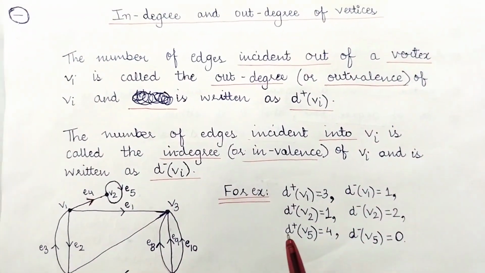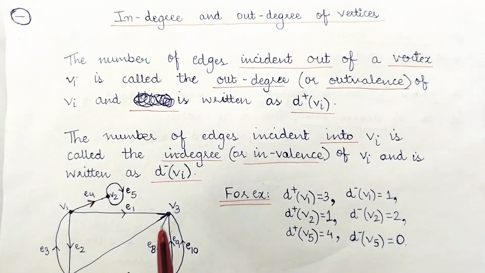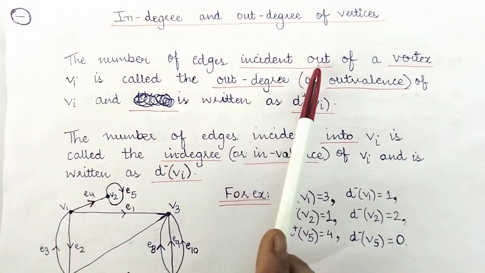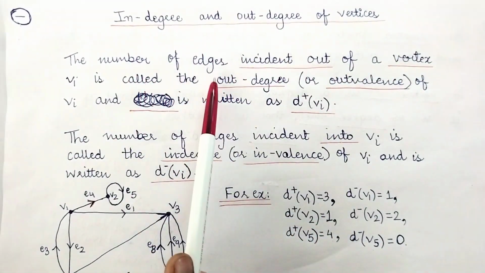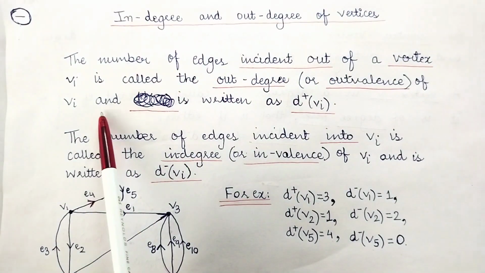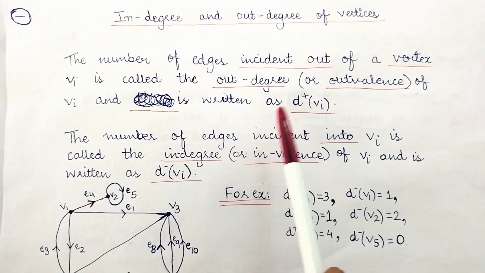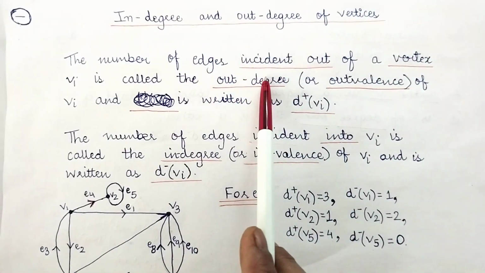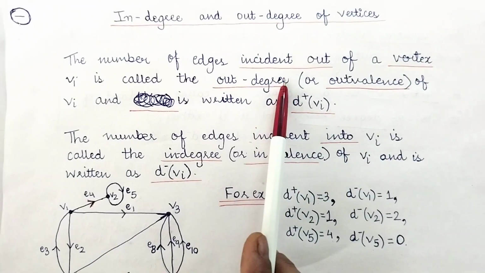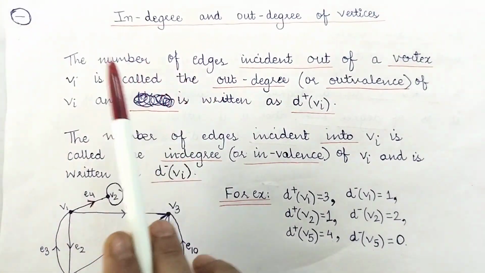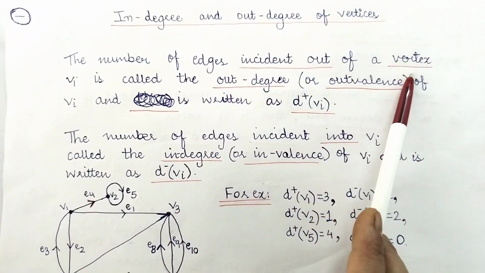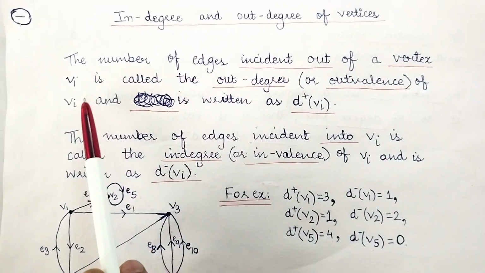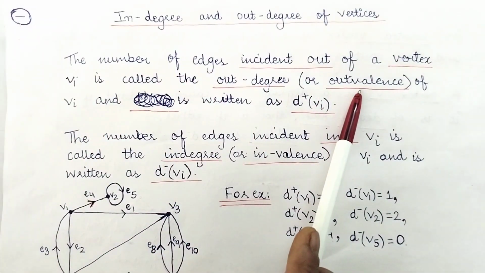So in degree and out degree are terms related to this only. First of all, what is out degree? The number of edges incident out of a vertex Vi is called the out degree or out valence of the vertex Vi. So from a vertex, the number of edges which are incident out of that particular vertex is known as the out degree of that vertex. Out degree is also known as out valence.